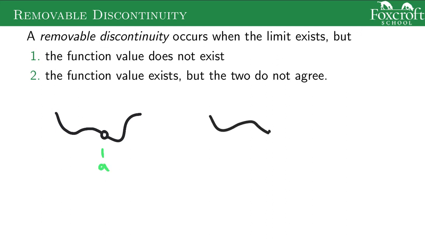Or we could have something similar at a, but there is a function value, it's that closed dot, but it's not the same. So these are the two removable discontinuities. They're called removable because if I just filled in this hole, it would fix the discontinuity. If I just move this dot down to there, it would fix the discontinuity. So removable in the sense that I could fix it by just filling in one single spot. If the limit exists, that pretty much means you have a removable discontinuity.